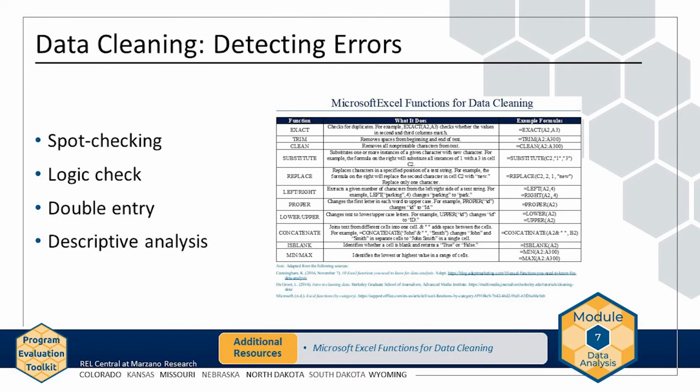There are a number of techniques that you can use to detect errors in order to clean data. One technique is simply spot checking or eyeballing data. Do any values look wrong? You can also perform a logic check. Are any data outside the bounds of response options? You can also check for double entry. Do any respondents have multiple entries where there should be only one? Finally, you can conduct descriptive analysis, calculating means, looking at distributions, and so on, to help you spot errors.